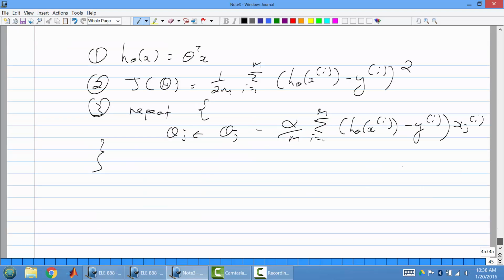Now, this version of the algorithm is what's known as batch gradient descent. What batch gradient descent means is that you have to sum over every single one of your training examples before you compute an update for one parameter. You have to batch process all the examples at once, and then you make a single update. So this version of the algorithm is known as batch gradient descent.